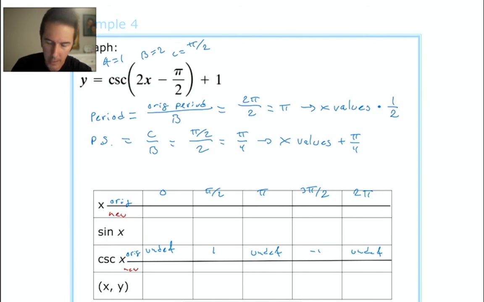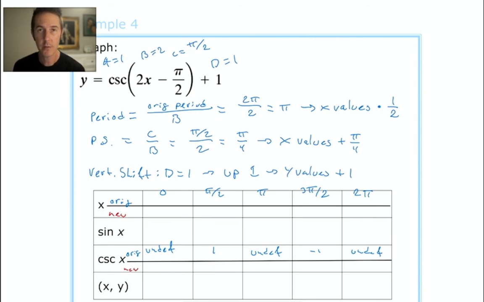And what else is happening? Hey, this one's got a d value of +1. That's going to cause a vertical shift. D equals 1. So we're going up 1. And in order to make that happen, we're going to take our y values this time, and we'll add 1 to them.